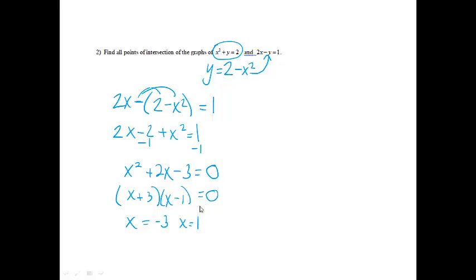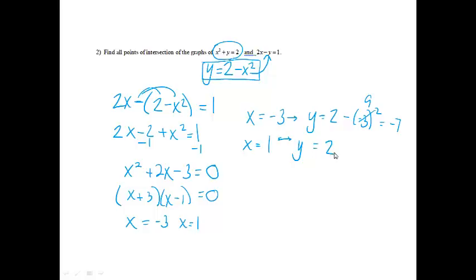And I'm not quite done because I needed to find the points of intersection, which means I actually have to find the y values for each one. So when x equals negative 3, I'm going to go back into this one where it's already solved for y. So I'm going to have y equals 2 minus negative 3 squared. Negative 3 squared is 9. 2 minus 9 is negative 7. And then when x equals 1, we'll get y equals 2 minus 1 squared, and 1 squared is 1, 2 minus 1 is 1. So my 2 points of intersection are going to be (negative 3, negative 7) and (1, 1).